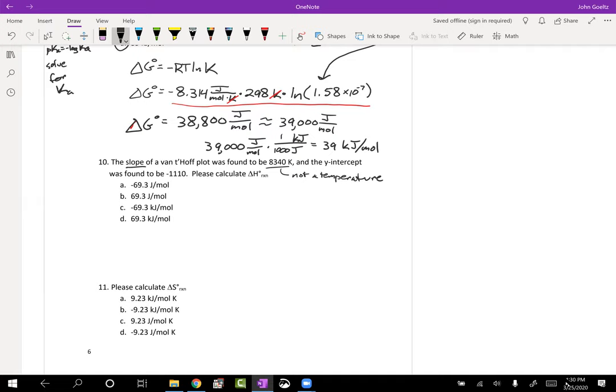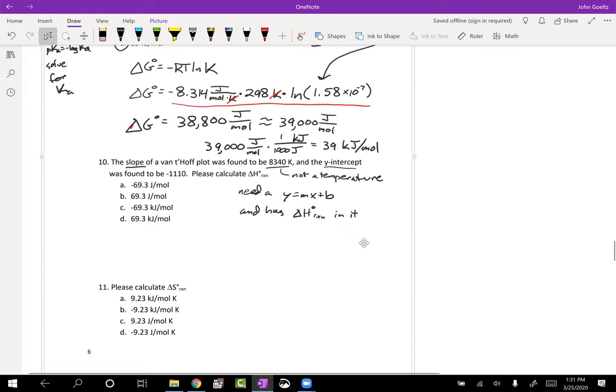So what I need, if I don't remember which equation is Van 't Hoff, because you might not, and that's completely okay, is some sort of y equals mx plus b, because that's what I see with slope and intercept. Some equation that's got this form, y equals mx plus b, and has delta H. So I'm going to go to the equation sheet. You can go to your notes. You can go to the textbook. If you're working on a computer, you can, of course, Google search Van 't Hoff plot. Wikipedia's got a decent page on it. Let's go to the equation sheet and see if we can find that.